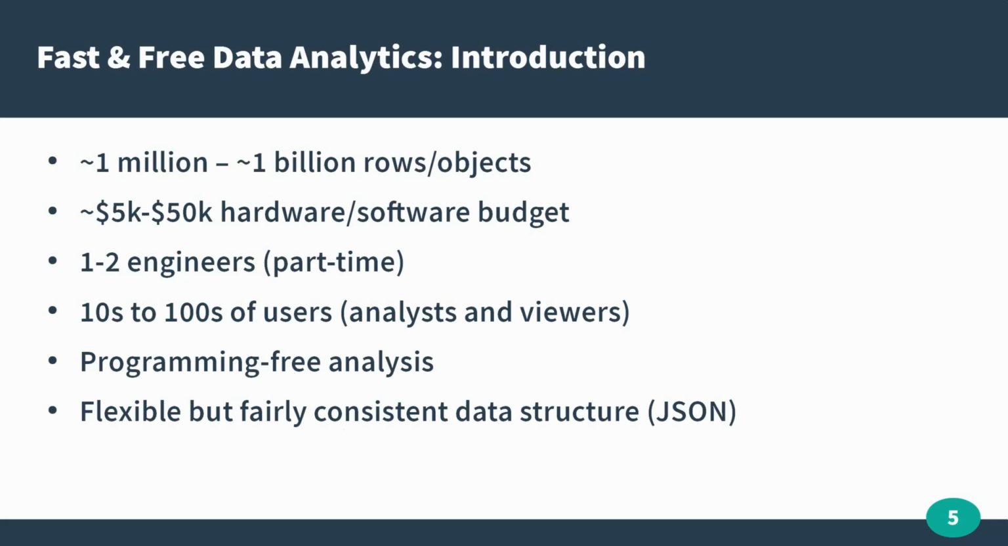A data quantity ranging from around 1 million to around 1 billion rows or objects, a budget in the single to double-digit thousands, a technical staff of 1 to 2 engineers who could be part-time, a data audience consisting of analysts or viewers in the tens to hundreds, analysis that should rarely require programming or custom database queries, and a data structure that is fairly consistent but could be evolving and may include multiple types of object, including nesting. Think JSON. I suspect this encompasses the fat center of the distribution curve when it comes to data analytics problems.